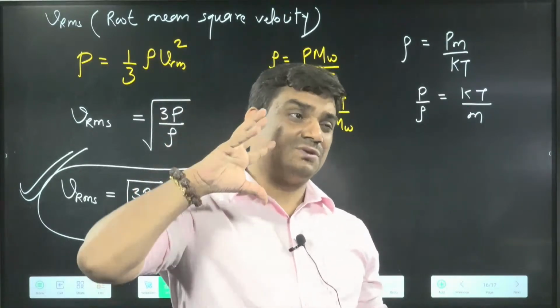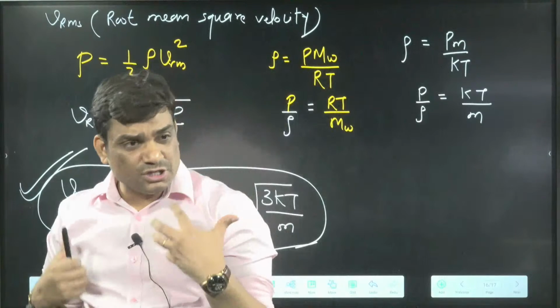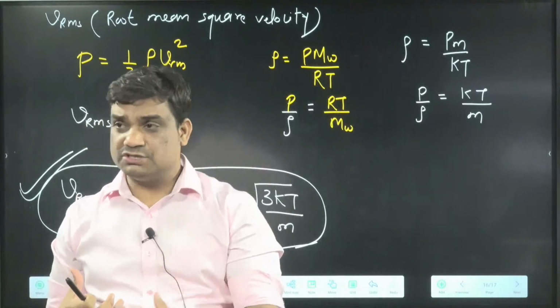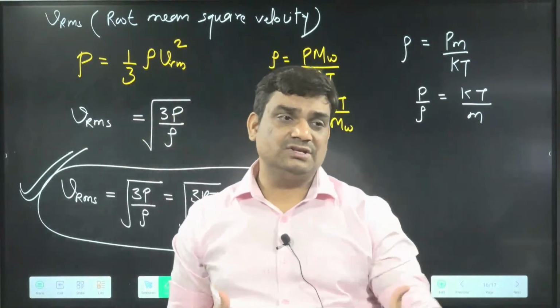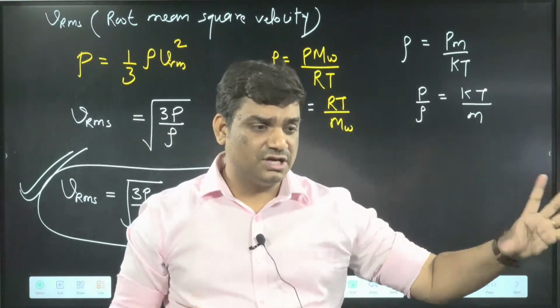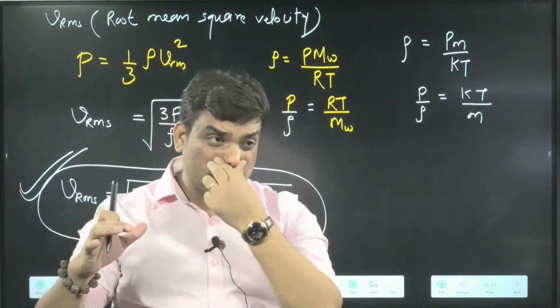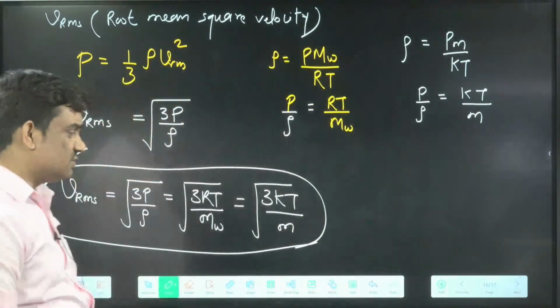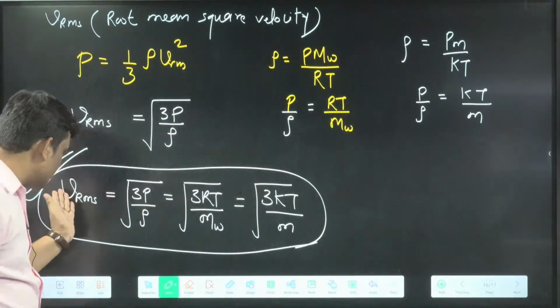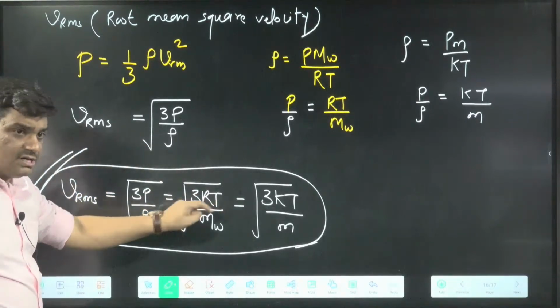Theoretically, if temperature changes, then kinetic energy changes, and if kinetic energy changes, then only velocity will change. So velocity will change whenever energy changes, whenever temperature changes. So VRMS and temperature have a direct relation. From the formula also it is clearly visible: VRMS is proportional to root T.